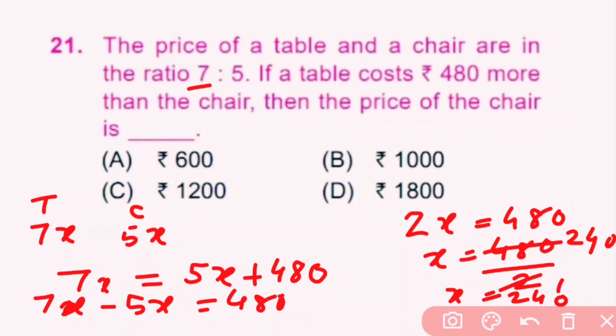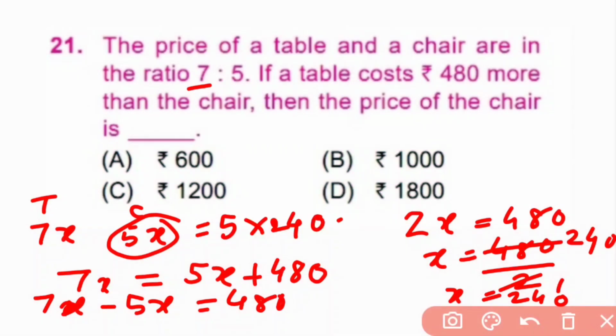Now here we find out the price of the chair. Price of chair is 5x. So 5 into 240 is... 5 fours are 20, 2 carry over. 5 twos are 10 and 2 is 12. So cost of chair is 1200. Here C is the correct answer.